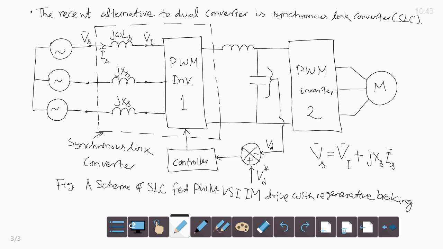So, let us understand it. The synchronous link converter draws current from the supply at unity power factor, and it can either draw energy from the source or it can feed energy to the AC supply, always at unity power factor.